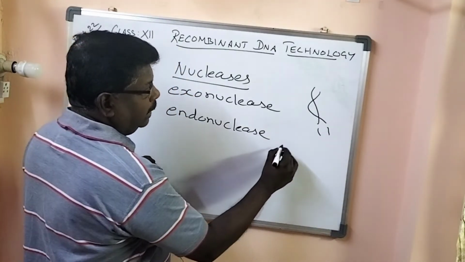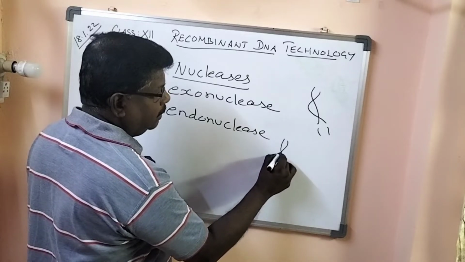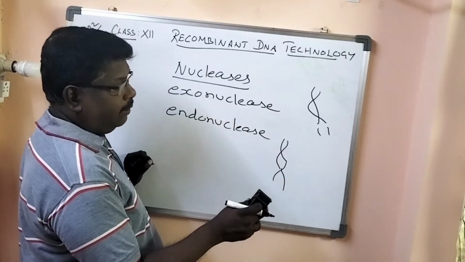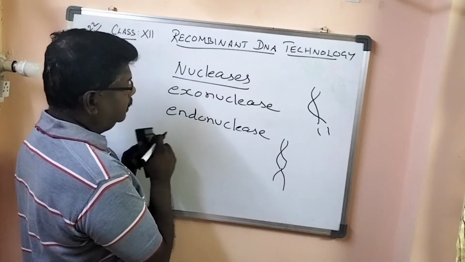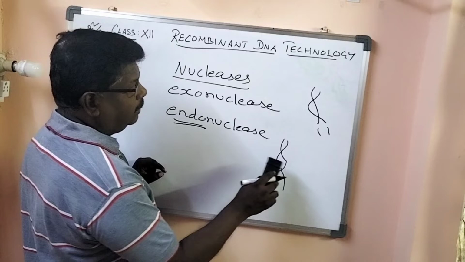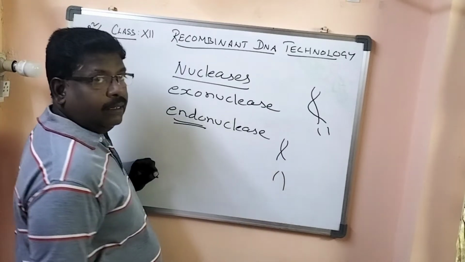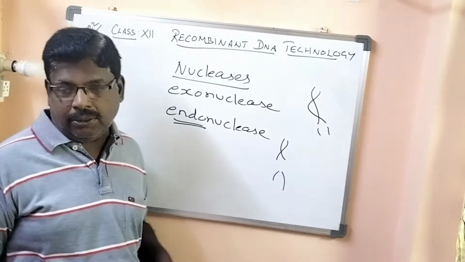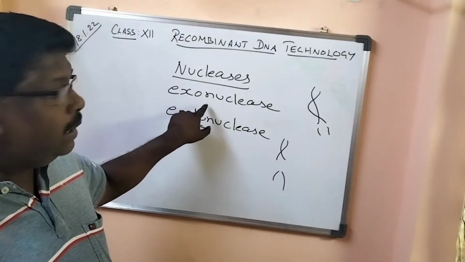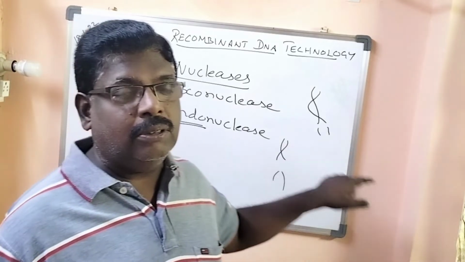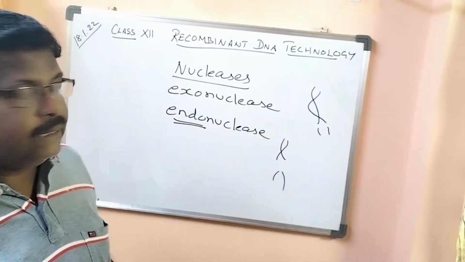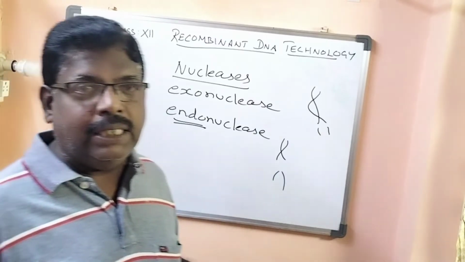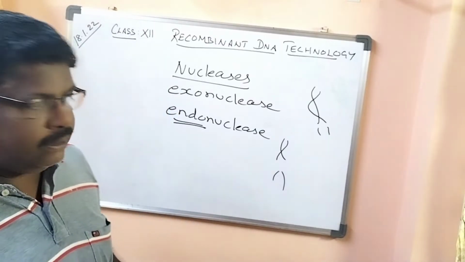Whereas endonuclease, as the name tells, will cut within the DNA. In between the DNA it will cut. So there are two kinds. One, known as exonuclease, removes DNA at the ends. Endonuclease cuts within the DNA at specific sites.